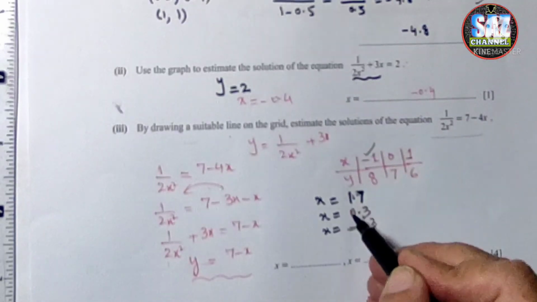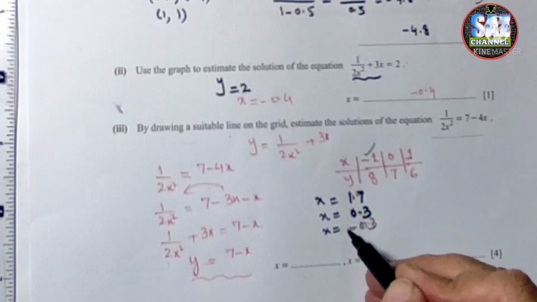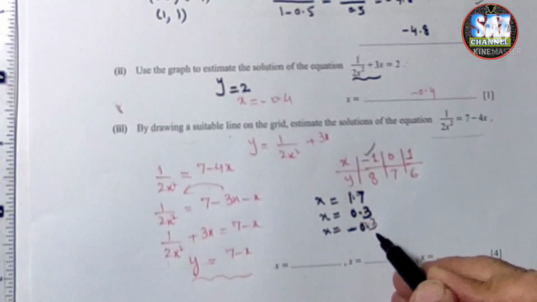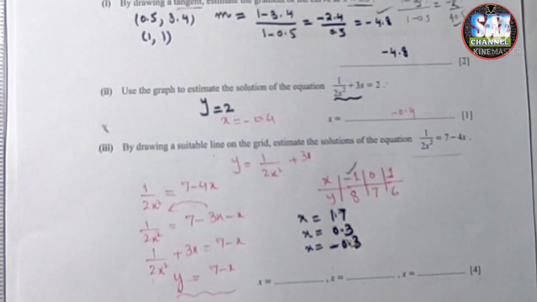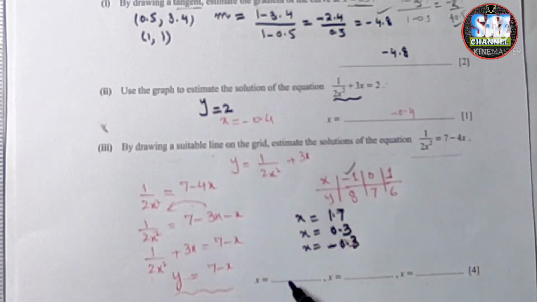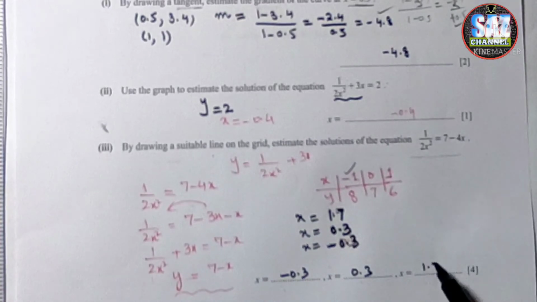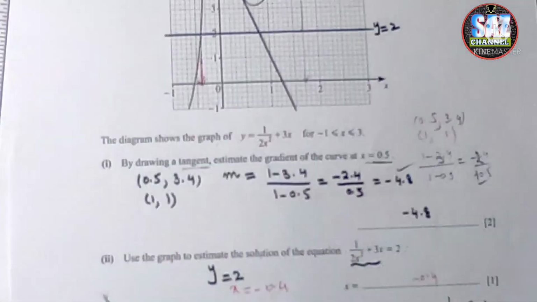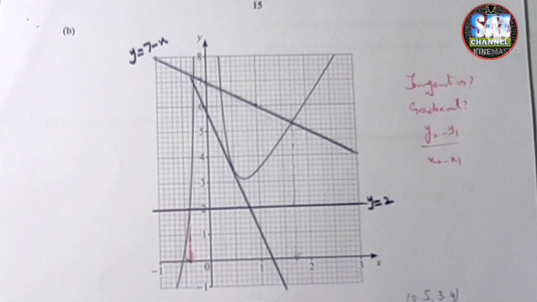This is 1.7, and again these values will be in the range. They can be different from the other candidate, but you should not worry about that. So minus 0.3, 0.3 and 1.7. I hope you are really clear about this question, and let's move to the next question.